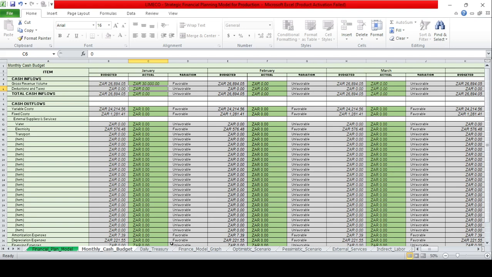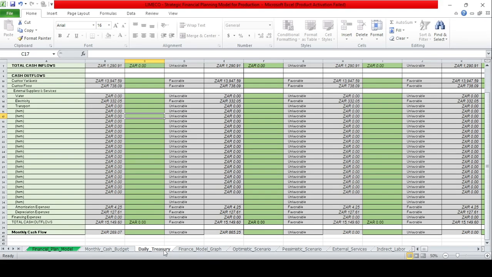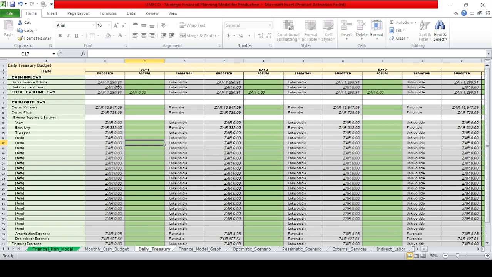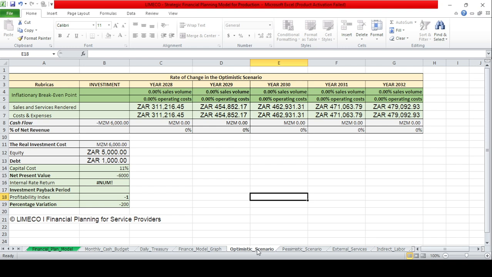The same thing we do for the daily cash budget. You compare the daily revenue budget with the actual performance of revenue in the actual day. Okay, and we have here the optimistic scenario.